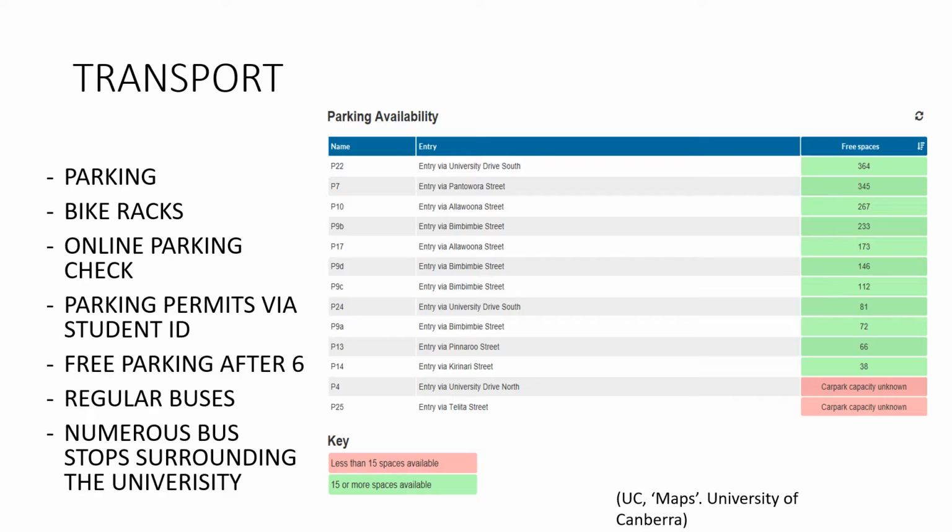When buying permit parking, you get to use your student ID card. This also reduces plastic waste, being a really good environmental and sustainable factor.